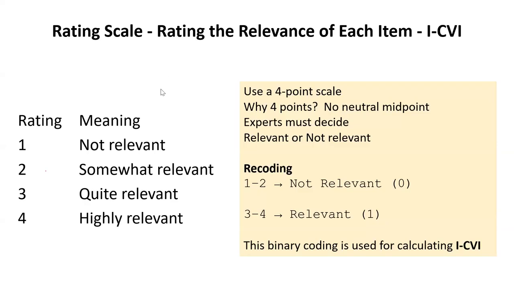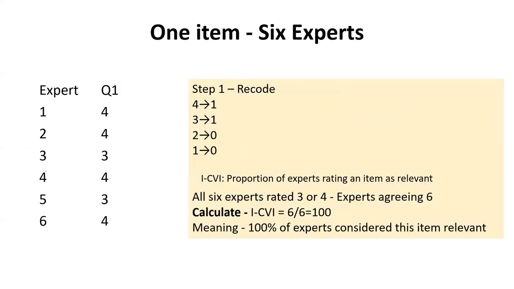I'll show you how we do this. So you have, say, question number 1. You have 6 experts who are reviewing question number 1. They are giving a score on the Likert scale for the first question. So the scores are 4, 4, 3, 4, 3, 4.